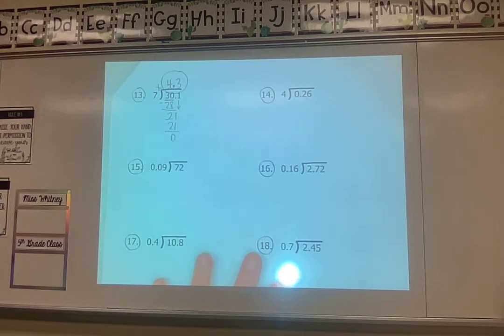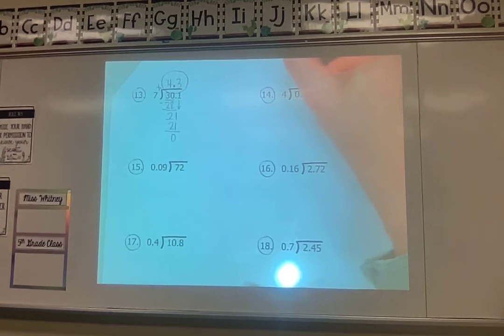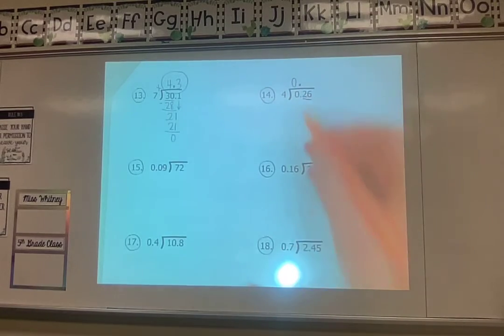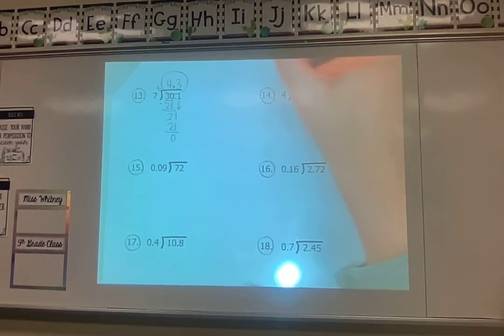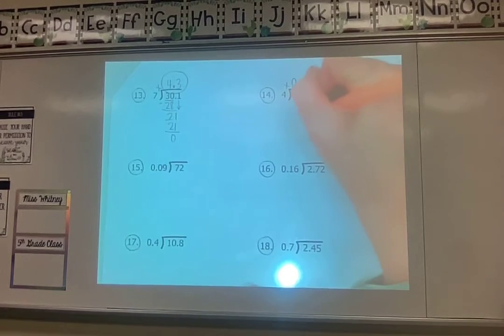Alrighty, number 14. I am dividing by 4. No decimal out here, so I'm ready to start. I'm going to have to start back here with 26. And as I start with 26, I notice I'm already behind my decimal. So I need to copy my decimal up here before I even start because we're already behind it. Now we can start going. That would be a 6. 6 times 4 is 24. So subtract, which gives me a 2.